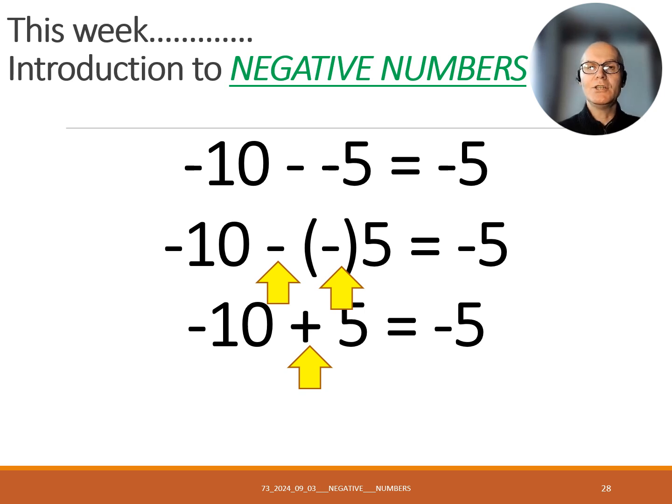So in this case, you're going from negative 10, 5 to the right on the number line, which means you get to negative 5.